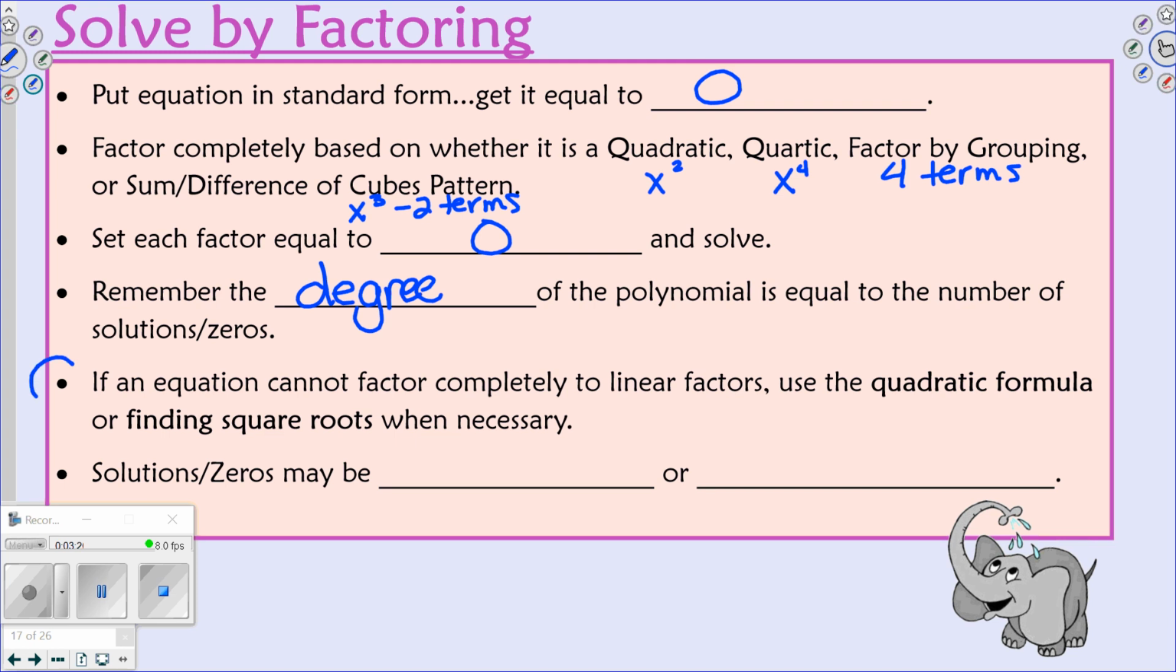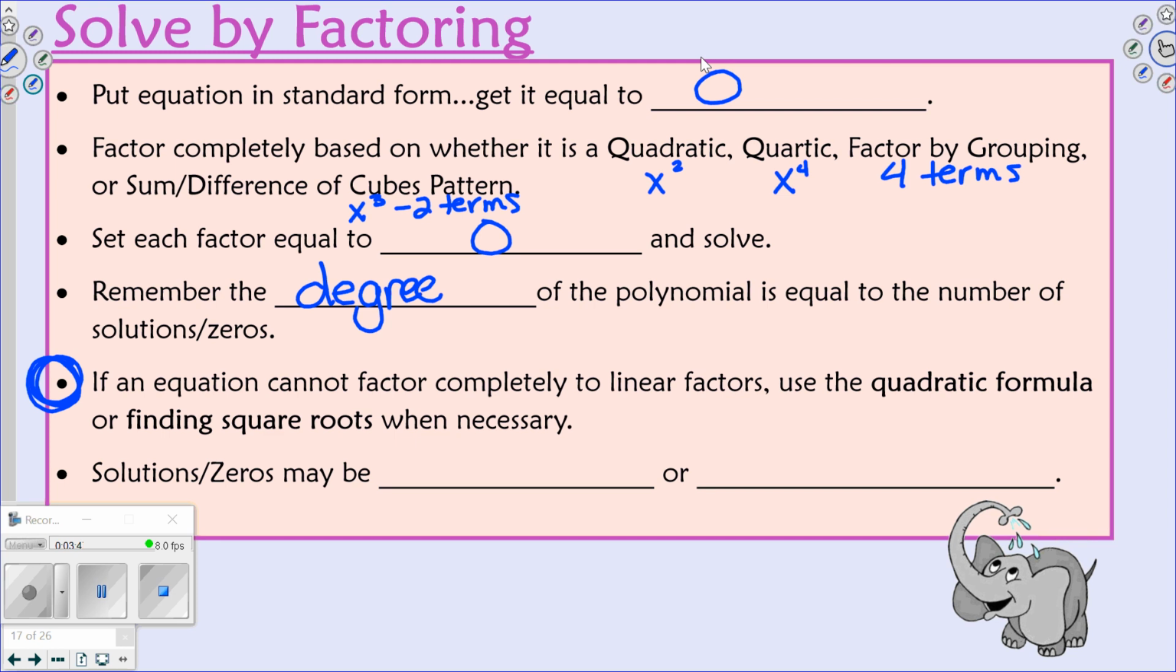Right here is something that hopefully you pick up on from chapter 4, but if not, make sure you make a note of it. If you cannot factor completely to linear factors, meaning x to the 1st, like an x plus 2 and an x minus 5 or whatever, then you may have to use the quadratic formula or the square root method when necessary. Okay? And hopefully at this point it becomes second nature to you when you're solving. Like, oh, I can't factor, I'll just choose another method and go for it.